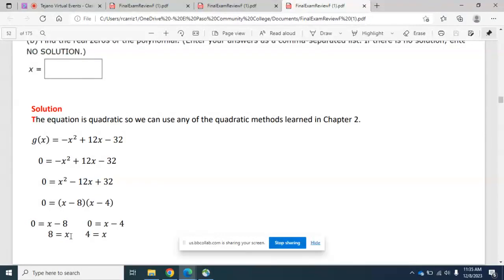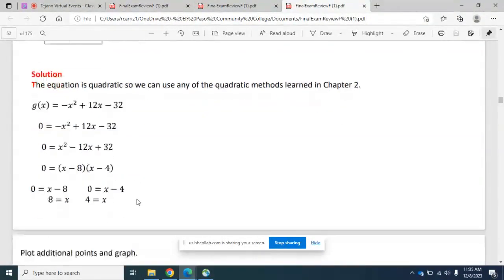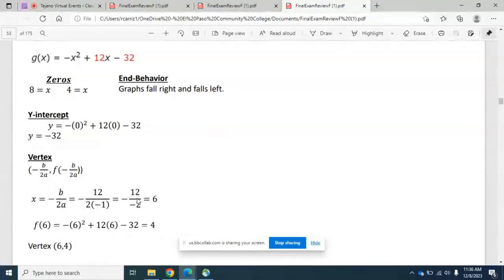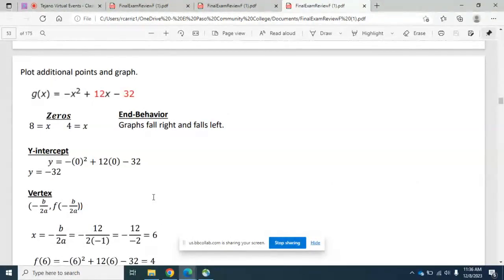Here, we can see that if x is 8, we would get a 0. And in this one, if x was 4, we would get a 0. So the zeros for this problem are at 4 and 8. Okay. So now that we have zeros, we can find additional points to help us do a better graph. And one of those is finding our y-intercept, right?